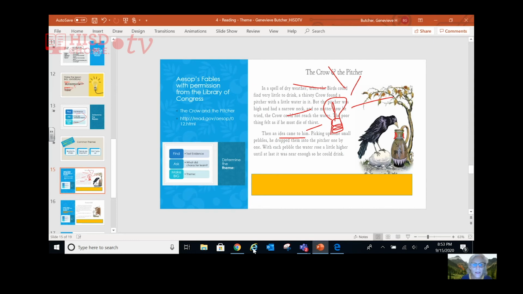Stop. What do you think he did? What would you do to get the water out? Okay. Picking up some small pebbles. I love this. He dropped them into the pitcher one by one. With each pebble, the water rose a little higher.